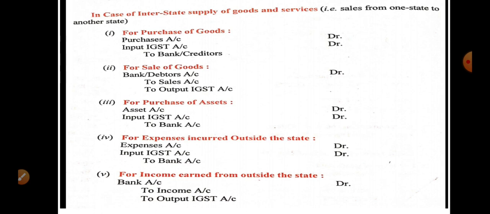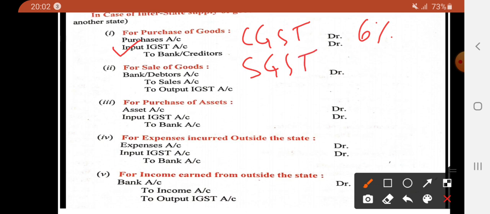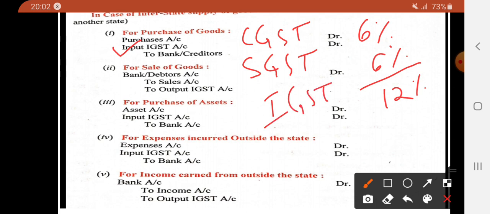So here, instead of what we used to write in the previous questions, CGST, since this is interstate or from one state to another, instead of CGST and SGST we are going to write IGST. Now if in your question your CGST is 6% and your SGST is also 6%, then after adding this, the 12% will become your IGST.